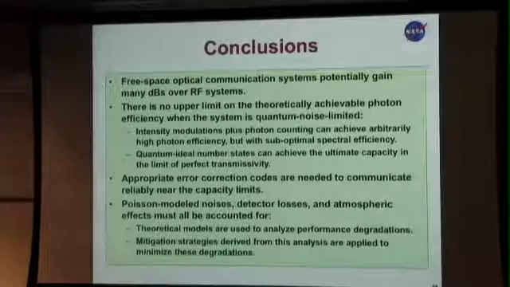If you're interested, as JPL is, in photon efficiency, there's no theoretical upper limit. If you can make all the other noises go away except the ultimate quantum noise, you could have arbitrarily high photon efficiency. Unfortunately, you have to pay a big price in terms of spectral efficiency, even at the quantum limit. Now, intensity modulation plus photon counting does a pretty fair job of getting there. You can get arbitrarily high, in principle, suboptimal spectral efficiency with respect to the quantum limit. Ideal number states can get there in the limit of perfect transmissivity.